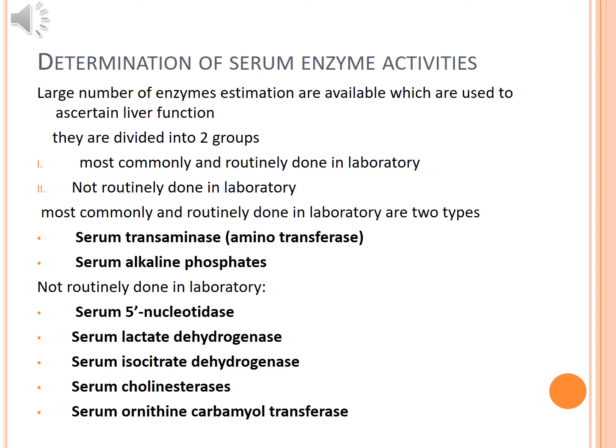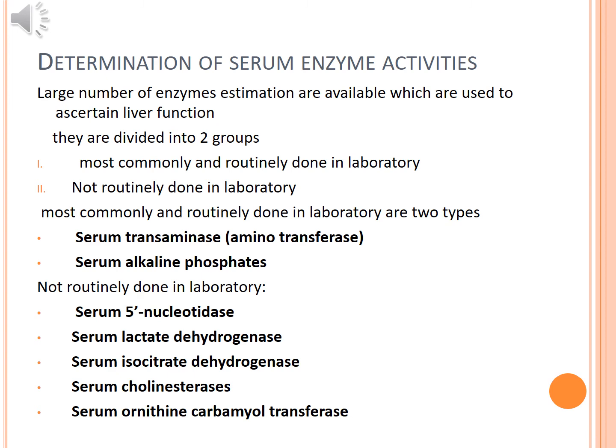These tests are of two types: serum transaminase, another name of which is aminotransferase, and the second one, serum alkaline phosphatase. These are the tests most commonly and routinely done in laboratory, and the second group is not routinely done in laboratory.